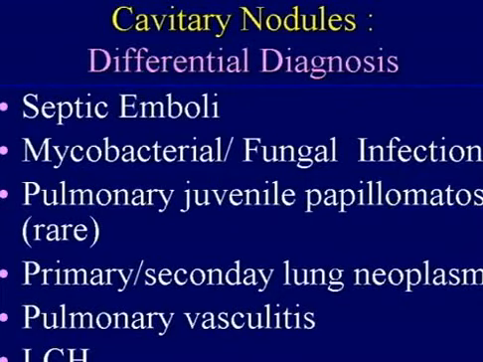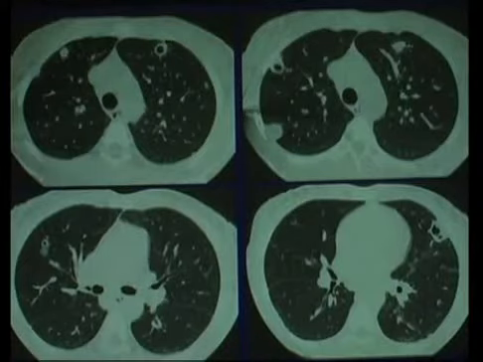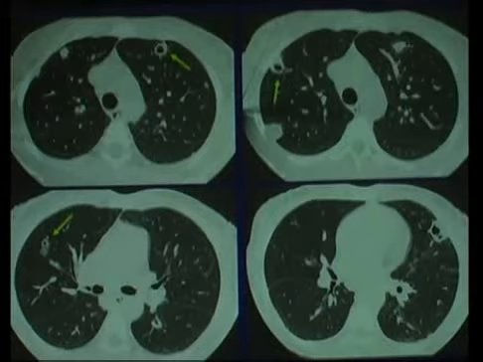And then there are cavitary nodules, just to cover that really quickly so we can finish this up. It's kind of a separate category, and I think most of you know what those are. Septic emboli is probably the most common one. Nodules in various stages of cavitation. No one's going to confuse this with anything I've shown you up till now.